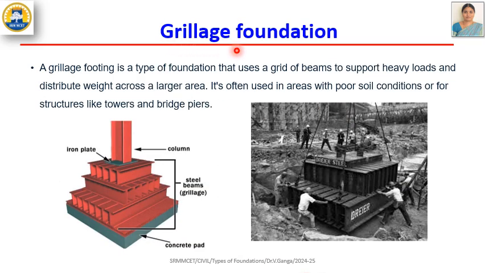Grillage foundation is a type of foundation which consists of grid beams. It is used to support heavy loads as well as to distribute the load over a large area. This figure shows the steel beams which are placed at right angles. This type of grillage foundation is used to support a single load from the column, and wherever the soil conditions are poor, grillage foundations are preferred.